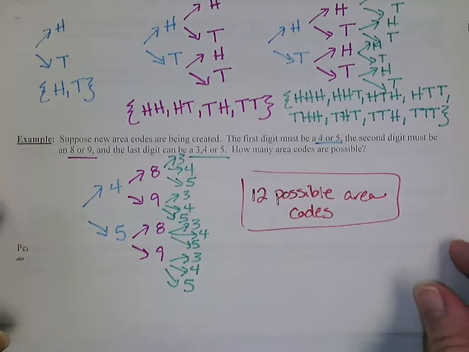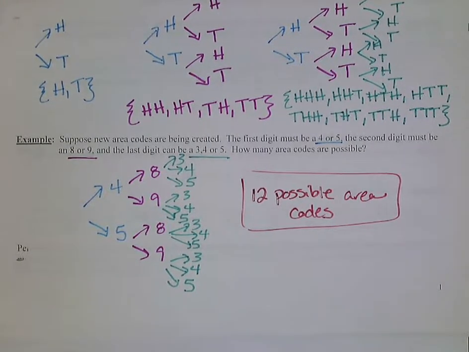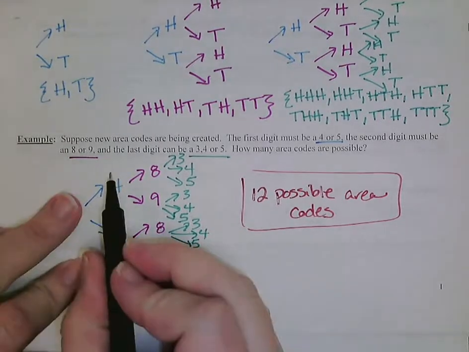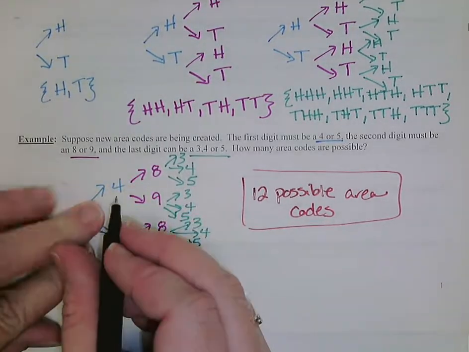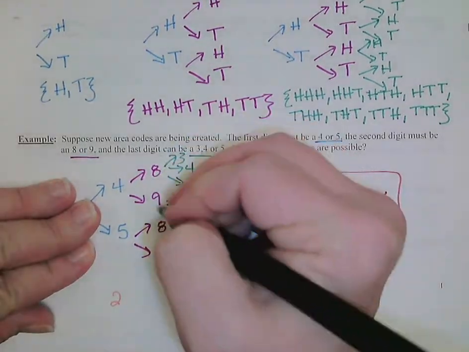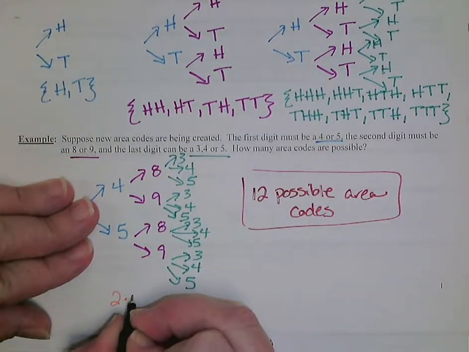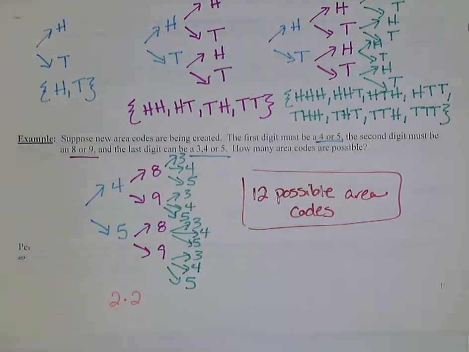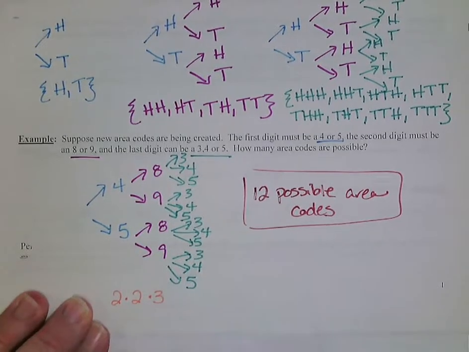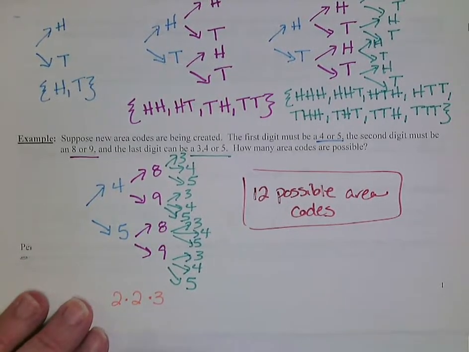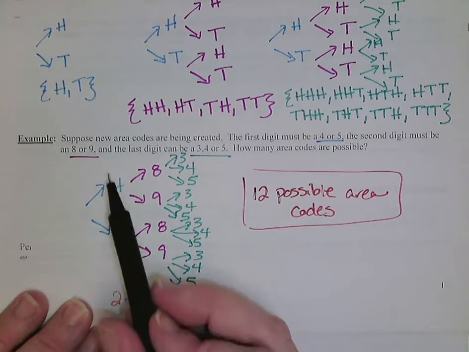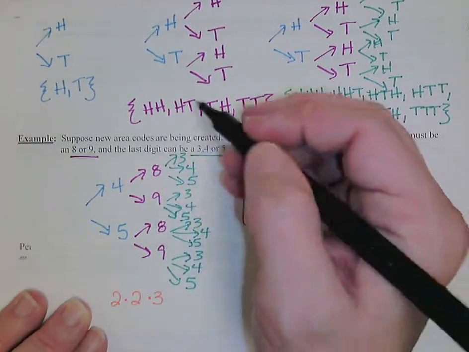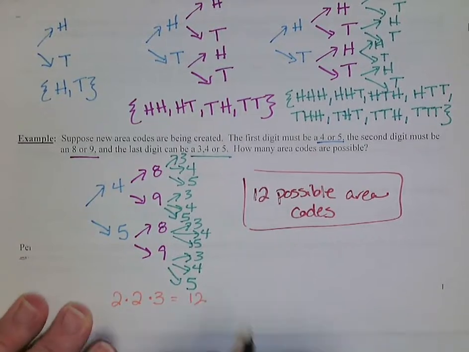Notice that if I were to take the number of each outcomes and multiply them together, I would end up with 12. So I have 2 possible outcomes for my first digit, 2. I have 2 possible outcomes for my second digit, 2. So that 2 times 2 gives me the 4 possible outcomes for the first 2 digits. And then for the third digit, I have 3 possible outcomes. So if I multiply the 2 for the first, the 2 for the second, and the 3 for the third, I would get the same result. I would get that there are 12 possible area codes.